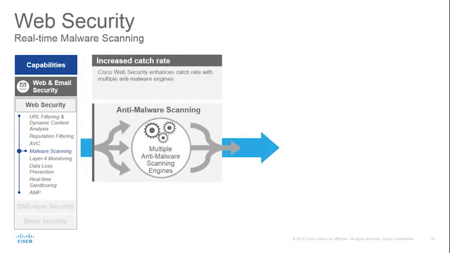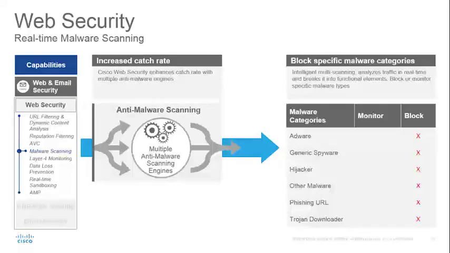To increase the protection of the users, Cisco Web Security has multiple anti-malware engines that scan all traffic, increasing the malware catch rate. To reduce the sorts of delays a multiple anti-malware inspection process might require, intelligent multi-scanning analyzes traffic in real time and breaks it into functional elements. These elements, once identified, are pushed to the malware engine best suited to scanning that class of object. At this point, the user also has the ability to determine what types of malware they want to monitor or block. Together, this system enables the most robust anti-malware inspection on the market while optimizing processing speeds and preventing traffic bottlenecks.